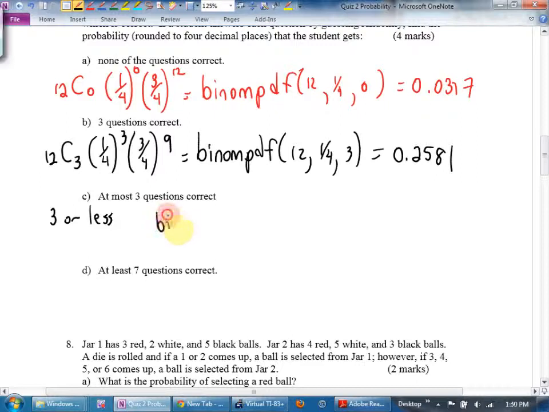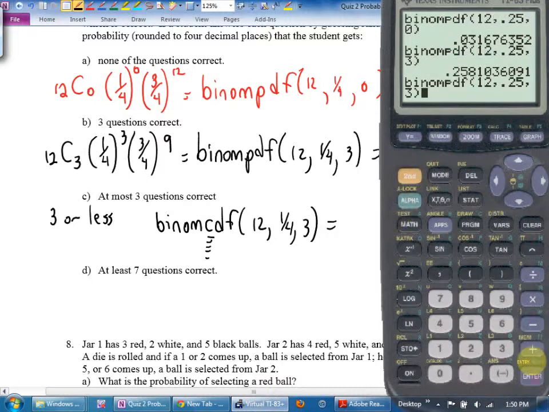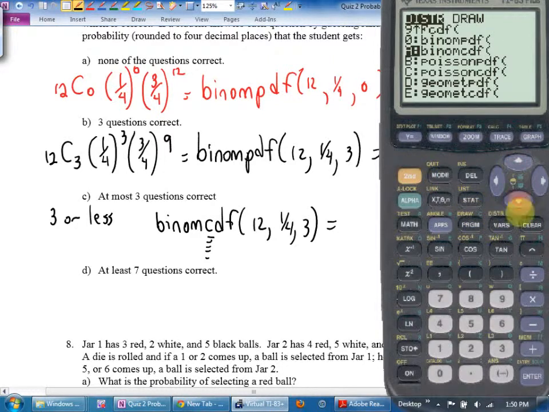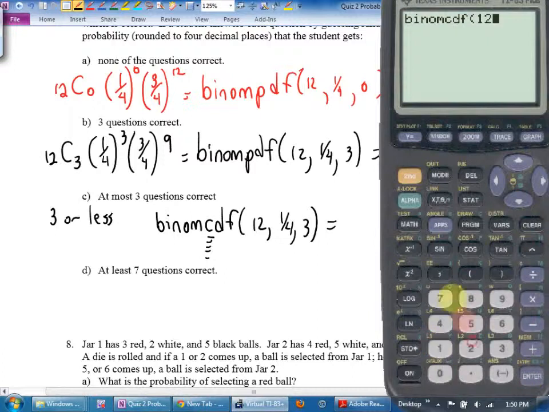Binomial CDF of 12, comma 1/4, comma 3. That will calculate 3 or 2 or 1 or 0 and add them up. Nope, can't do that, Mr. Dueck. CDF of 12, comma 0.25, comma 3. You know what? You've got a pretty good chance of getting 25% or less on this test. 0.6488.